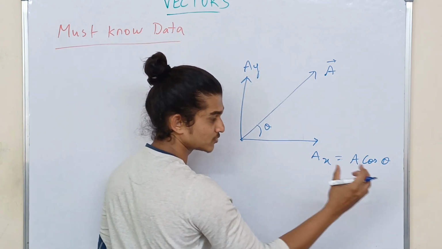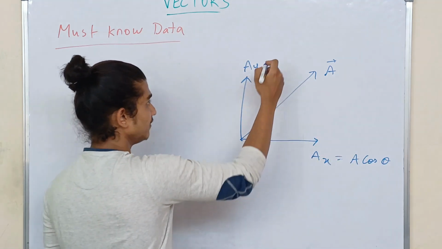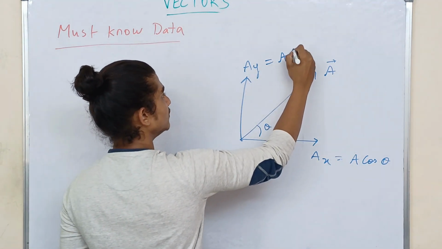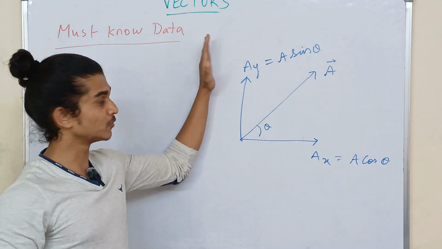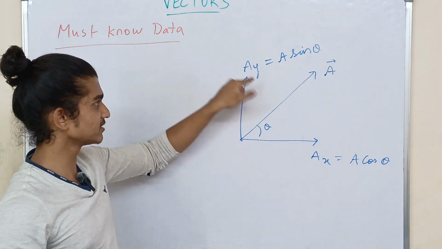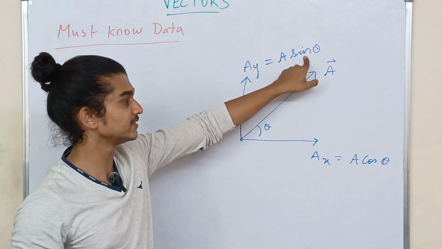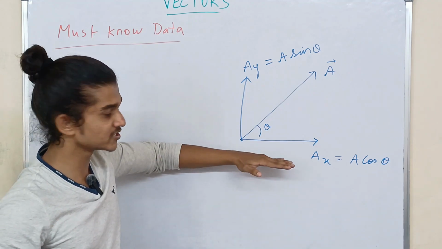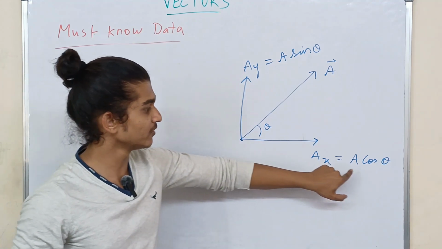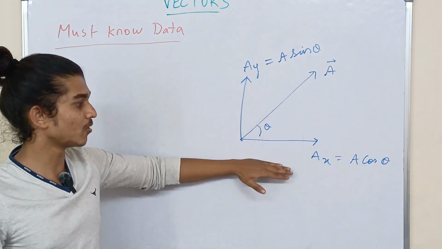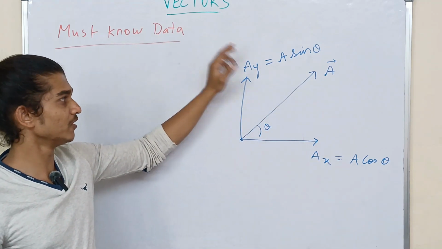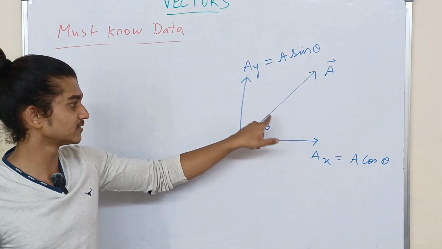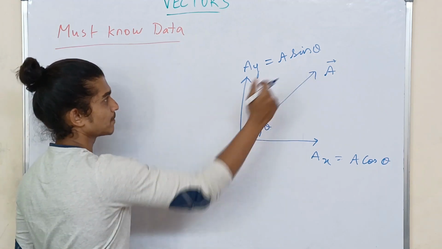So Ax relates to cos theta, so A into cos theta, whereas Ay will always be equal to A into sin theta. The perpendicular component, which is towards the top, along the y-axis, is always going to be A sin theta, whereas the one towards the horizontal is always going to be A cos theta. So the horizontal component is A cos theta, whereas the vertical component is always A sin theta, where theta is the angle between the x-axis and the vector.